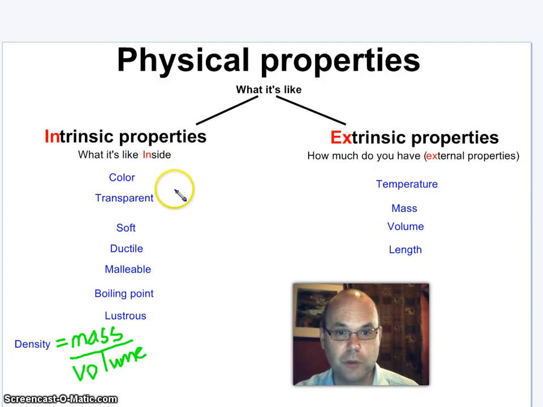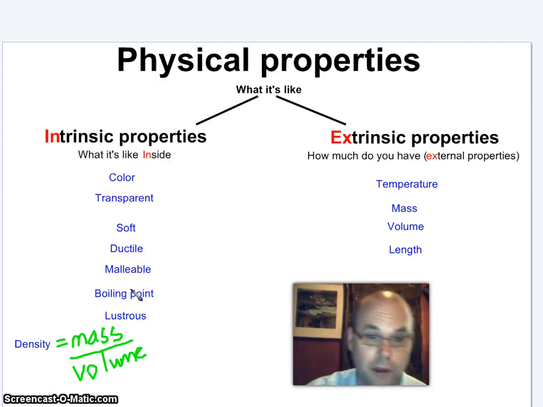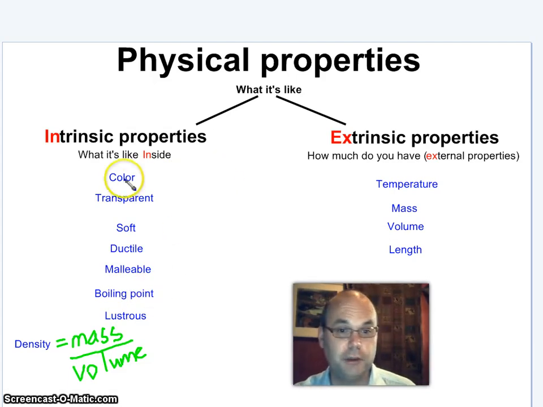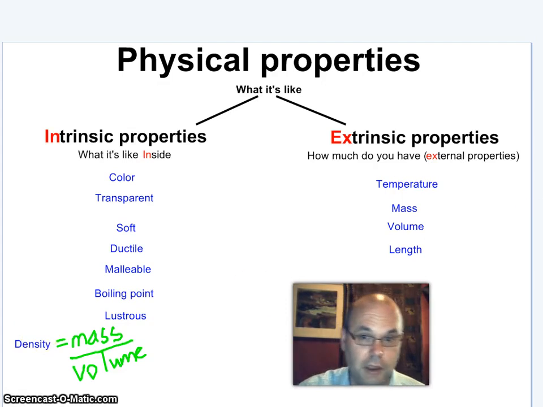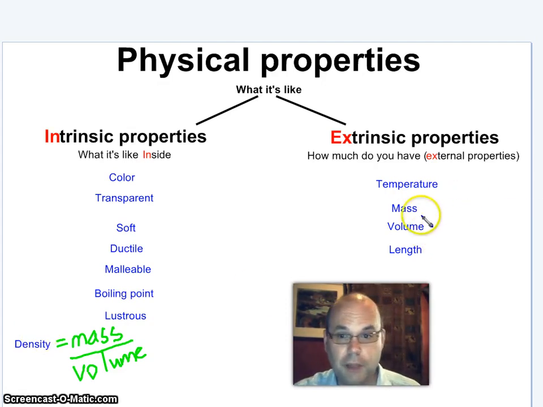An intrinsic property is what it's like inside. It's special for it. In fact, most of these things you can just look up in a book. If you look up aluminum in a book, you'd see that it was shiny grey, it's soft, it's ductile, it's malleable, its boiling point is many hundreds of degrees centigrade. And it's lustrous like aluminum foil, and it's got quite a low density for a metal. Those are numbers you can look up. Extrinsic property, if I look up aluminum, I'm not going to find out its mass, its volume, or its length, because that depends on how much I've got.